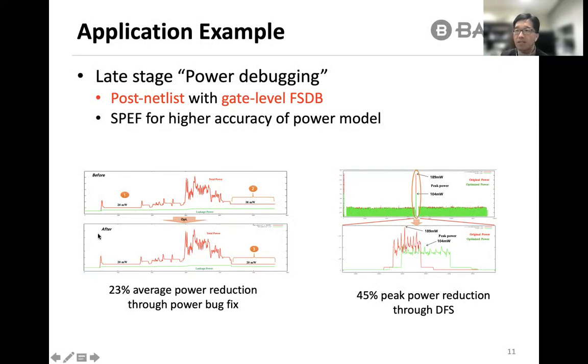The figure on the left-hand side is from one of our customers who designs a GPU. The red here is the initial power waveform generated from Baum. The GPU is idle in periods 1 and 2, even though power consumptions are different, 20 versus 38. This triggered the designers to look into their design.